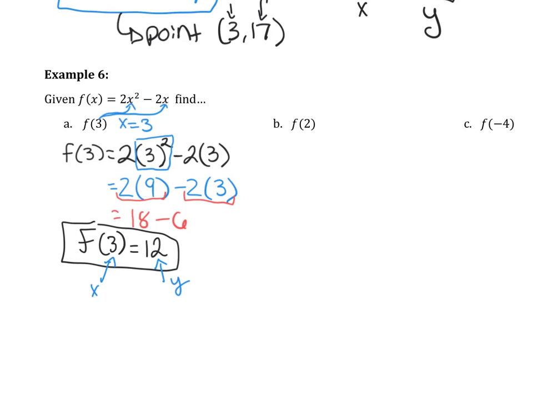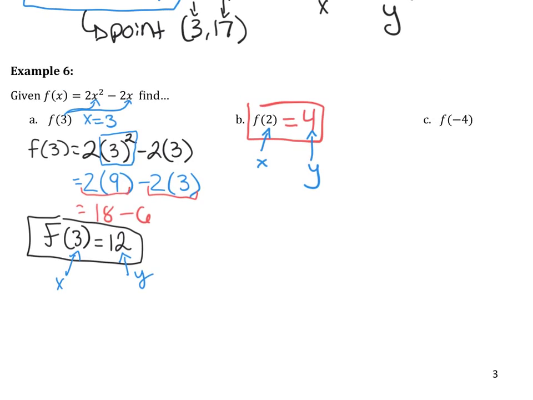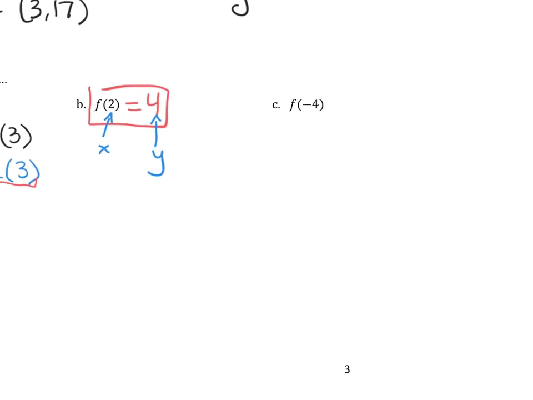Plugging it in. All right, f of 2. What does f of 2 equal? 4, thank you. Yes, f of 2 equals 4. So again, 2 is our x, 4 is our y. I'm going to keep saying it just to make sure you remember. F of negative 4, what does that equal?